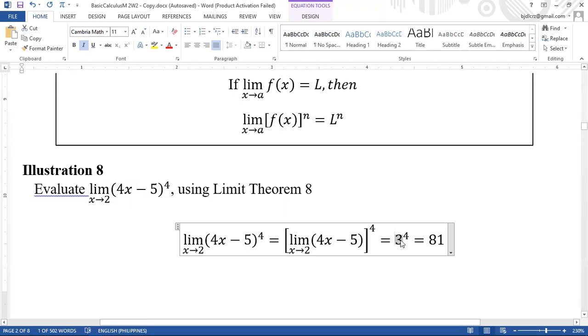So we have here 3 raised to the power of 4. So pila? 81. Okay, 81. So that is the answer of the limit of (4x minus 5) raised to the power of 4 as x approaches to 2.